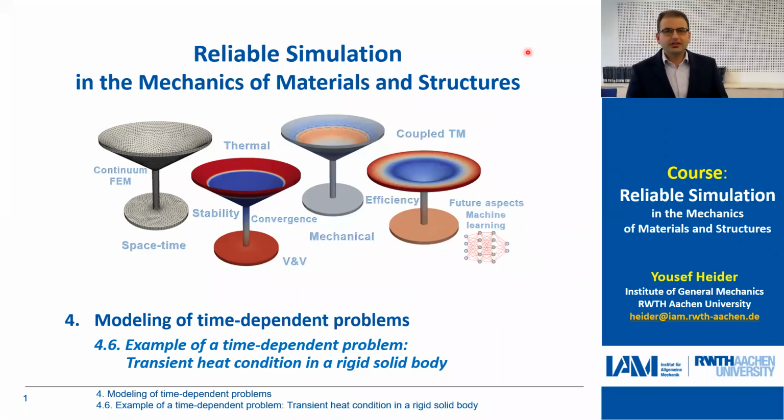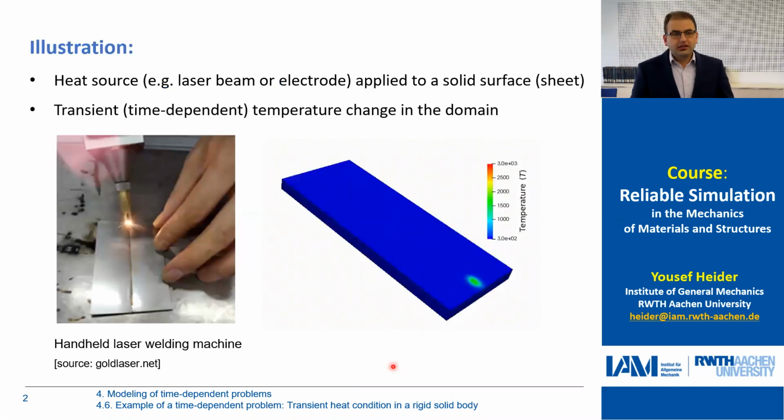So, hello everyone. We'll continue with the topic of modeling of time-dependent problems, and today I will talk about the transient heat conduction as another example of time-dependent problems. To simplify the configuration of our problem, we'll consider that we have a rigid solid body. It means we will not consider the deformations, considering only the heat flow from one point to another point. So let's have an example of this.